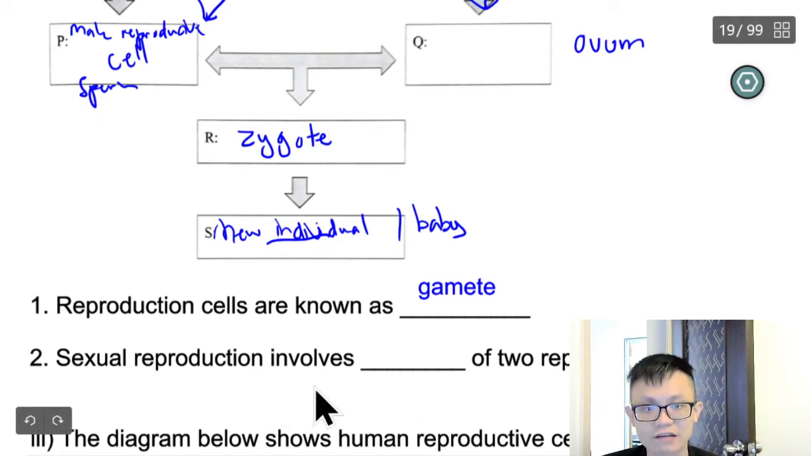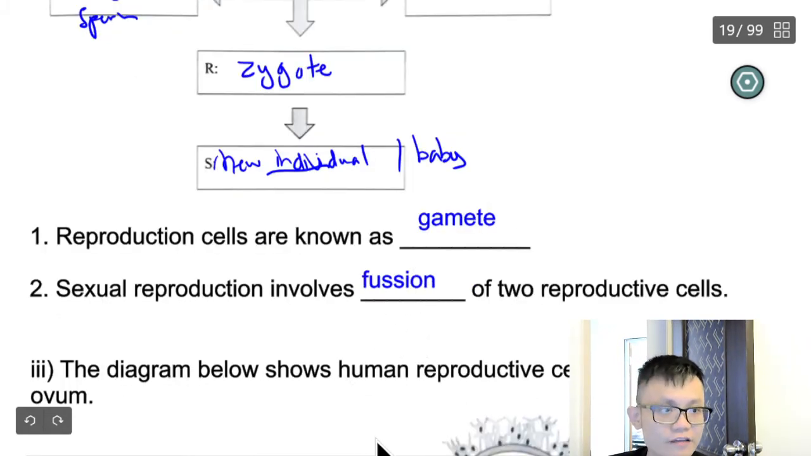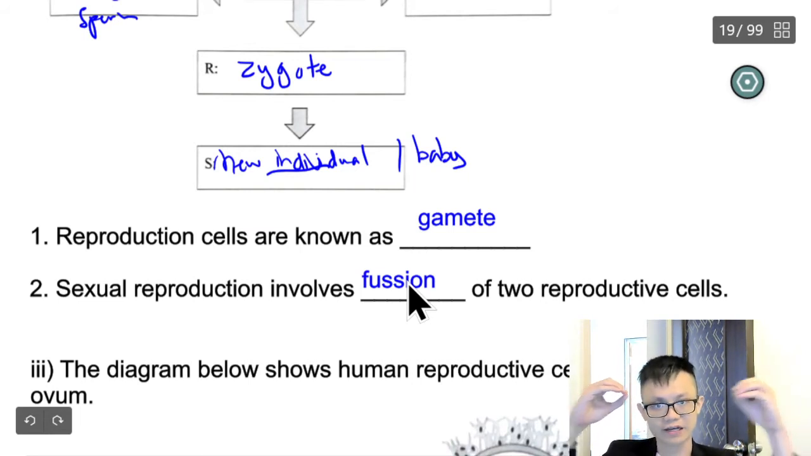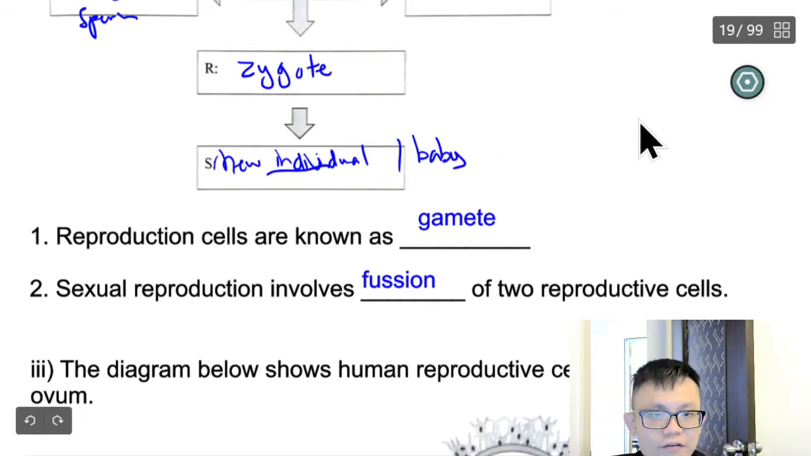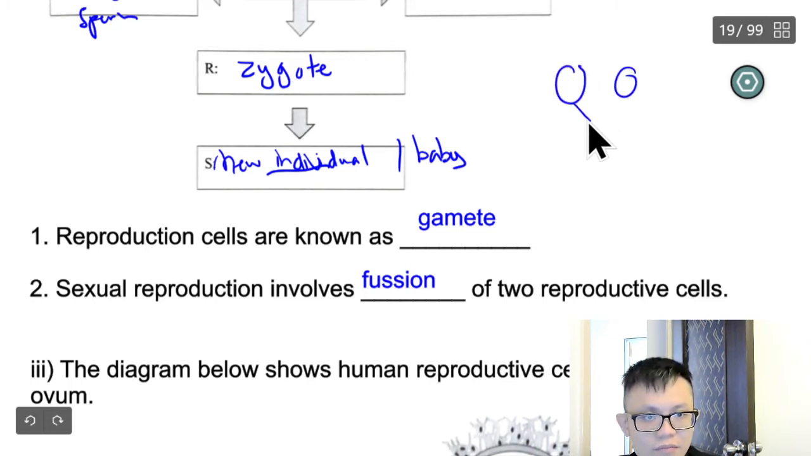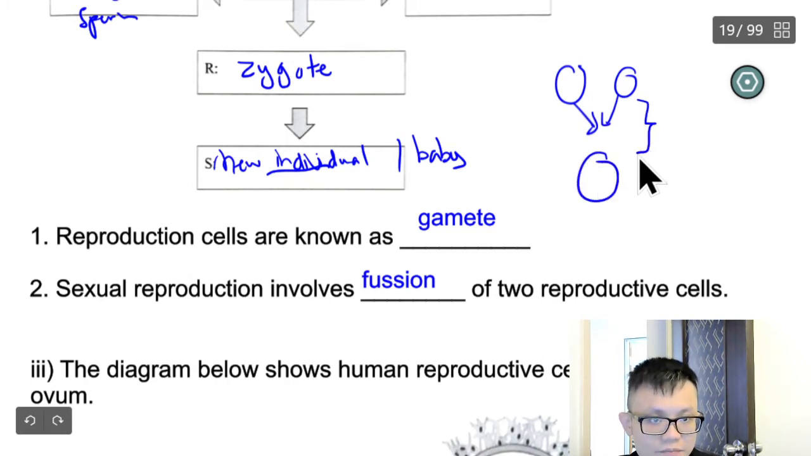Sexual reproduction involves two reproductive cells. So what is the answer? Sexual reproduction involves, so the answer will be fusion. Fusion means two become one, stick together. Like two things stick together, these two mix together, and you get one. This thing in science terms we call it fusion.